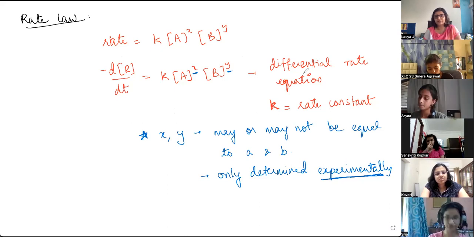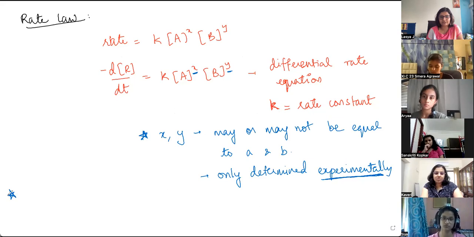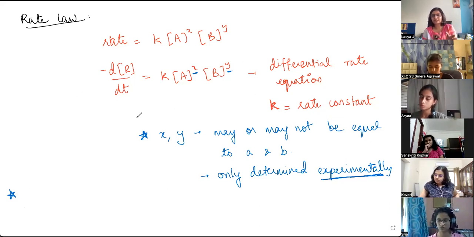So when we talk about rate law, this is the equation. Law means there is a statement also, like what is rate law. It is basically this mathematical equation put into words.